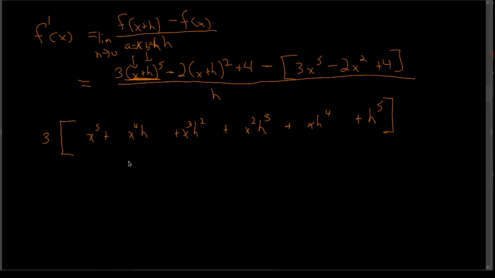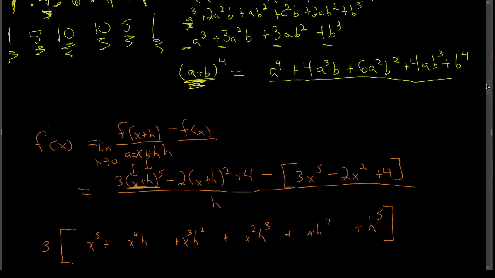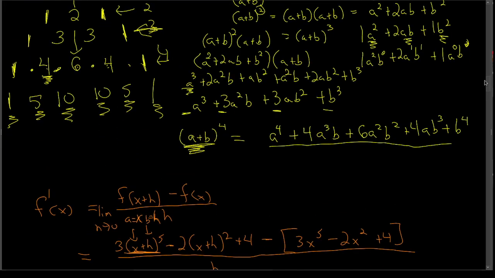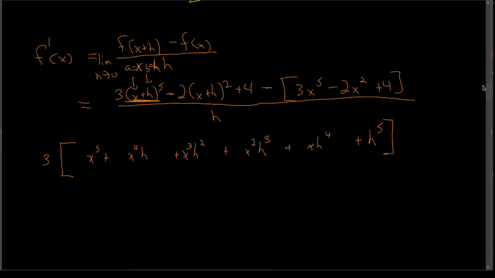And now I just need to keep track of the coefficients. Now you can write Pascal's triangle off to the side, which I did up here, 1, 5, 10, 10, 5. Or recognize this will be to the 1st, 5th, 1st, 5th.